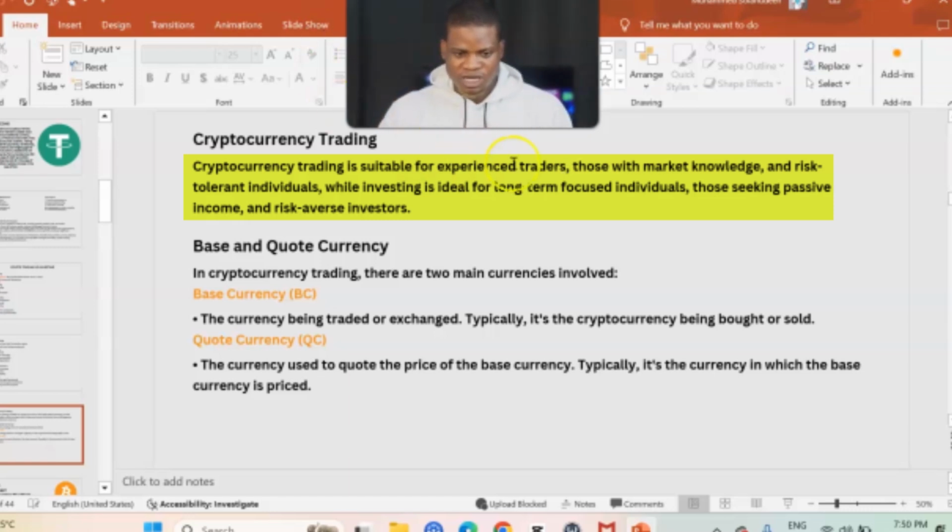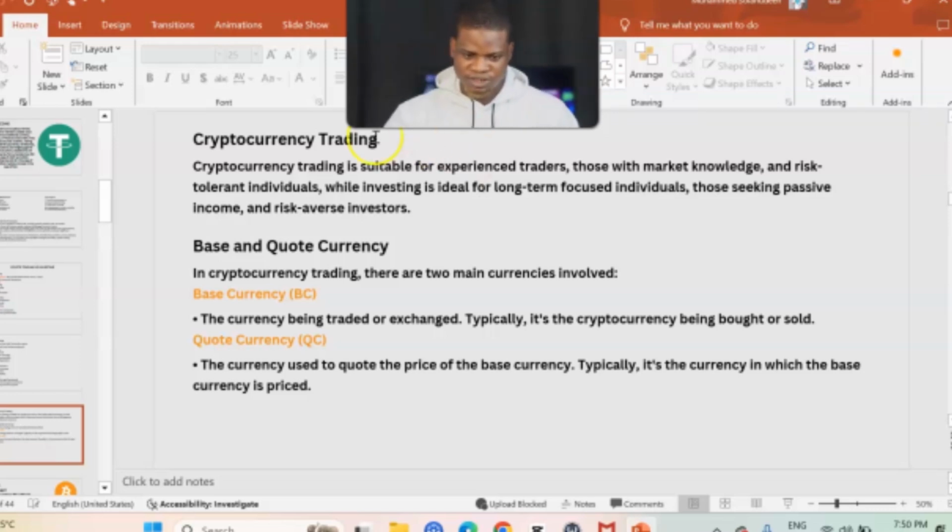And you need to be able to learn how to tolerate the market itself. And also, why investing is ideal for the long term: if you are focused on the long term, maybe you have some money that you don't need for the next 1-2 years, you can actually analyze crypto, look for some cryptos that you can buy and hold for that particular period and make money from. So that's it. So now let's talk about some important things in trading, which is base and quote currency.